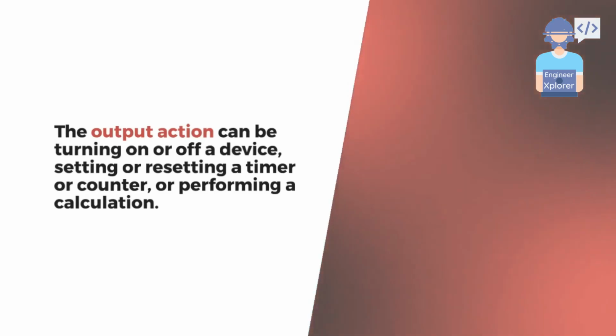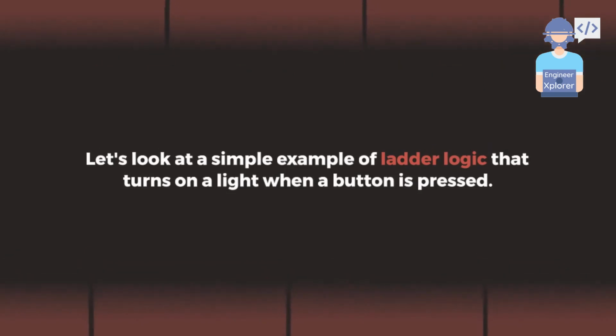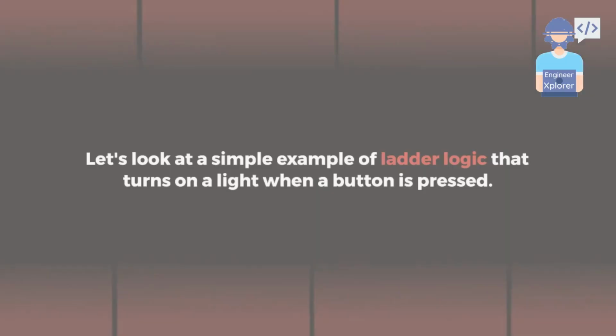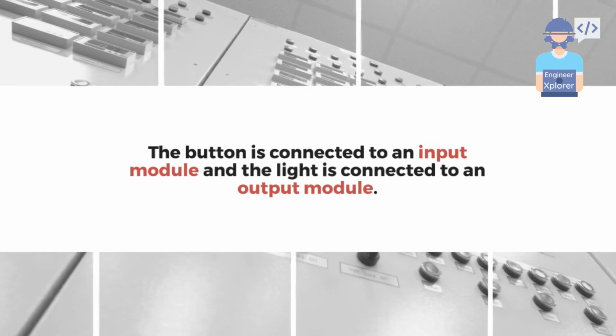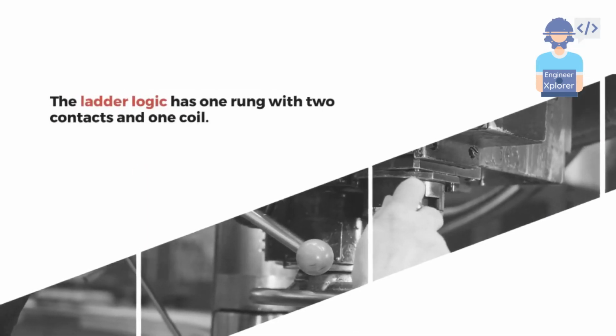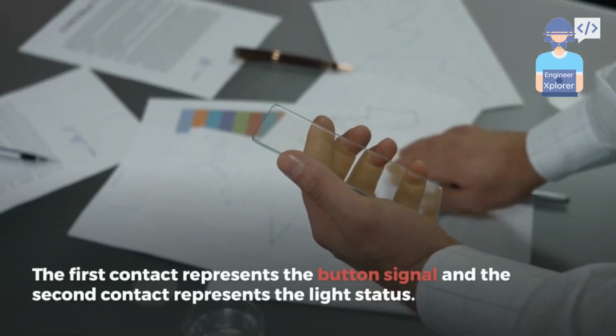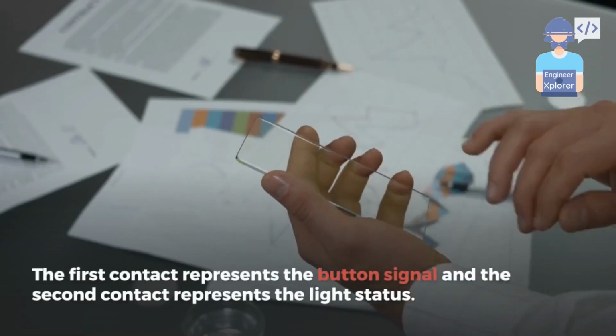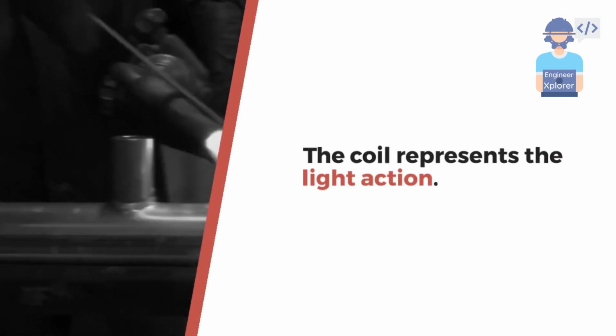Let's look at a simple example of ladder logic that turns on a light when a button is pressed. The button is connected to an input module and the light is connected to an output module. The ladder logic has one rung with two contacts and one coil. The first contact represents the button signal and the second contact represents the light status. The coil represents the light action.